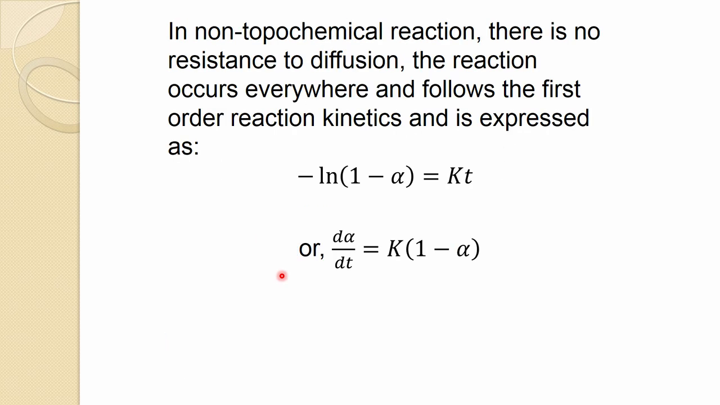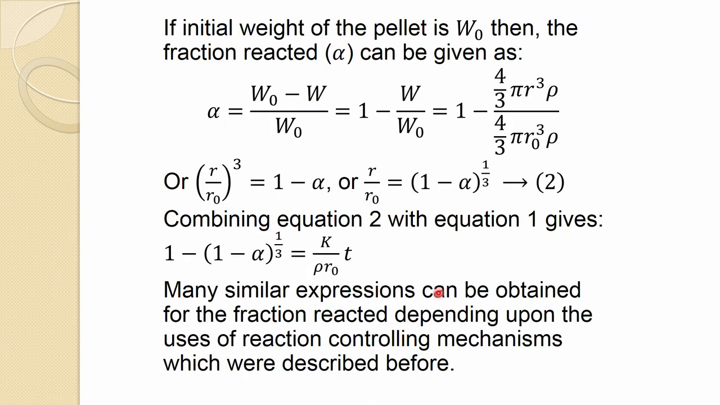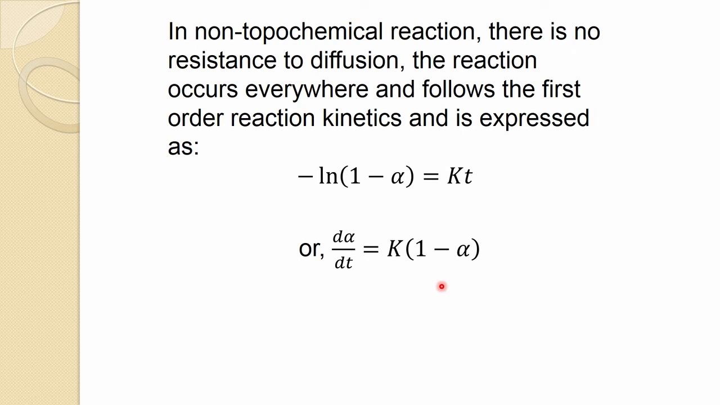Now, this is actually more about the topochemical reaction. If it is a non-topochemical reaction, where we said there is no resistance to diffusion or reaction, the reaction occurs everywhere. So, it follows first order reaction kinetics, especially for iron oxide reduction, and it is expressed in this form, which gives you the fraction reacted, and can be converted again to the form r by r naught. So, this is the reaction kinetics for the non-topochemical reaction.